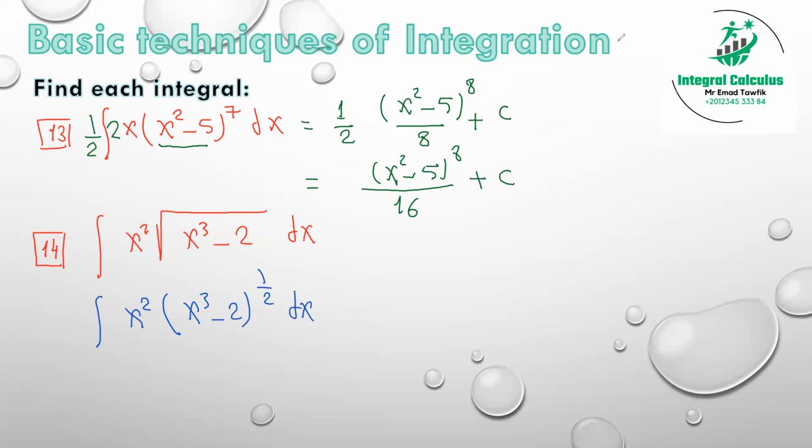The differentiation of what's inside my function is 3x squared, but I don't have any 3x squared. You only have x squared. So you have to put the 3 here, and take 1/3 outside. So my final answer is 1/3, and take your function, (x to the power 3 minus 2), to the power 1 plus a half, which is 3 over 2, and then over 3 over 2, plus c.